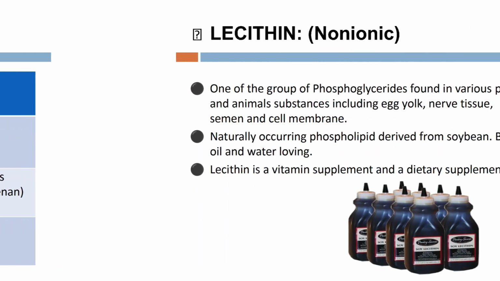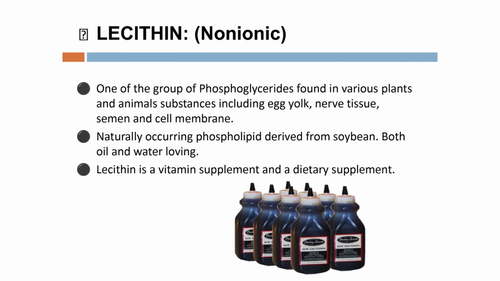Now, let's focus on one very important natural emulsifier, lecithin. Lecithin is a non-ionic emulsifier. It's one of a group of phosphoglycerides found in various plants and animals, including egg yolk, nerve tissue, semen, and cell membranes. It's a naturally occurring phospholipid derived from sources like soybean. The key to its action is that it's both oil and water-loving. Lecithin is also used as a vitamin supplement and a dietary supplement.